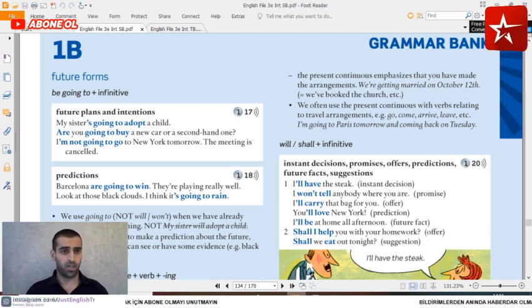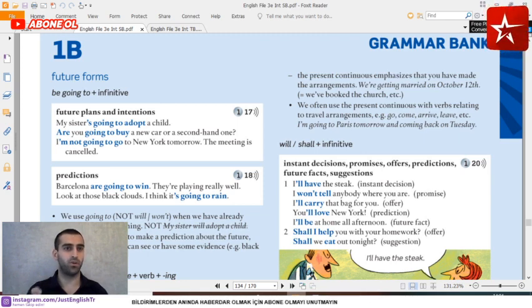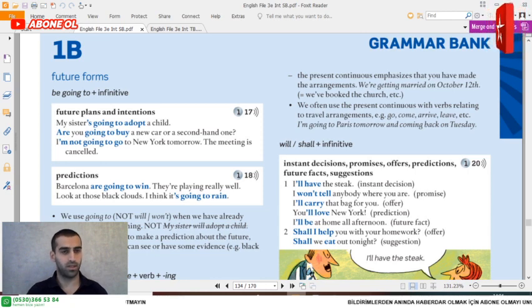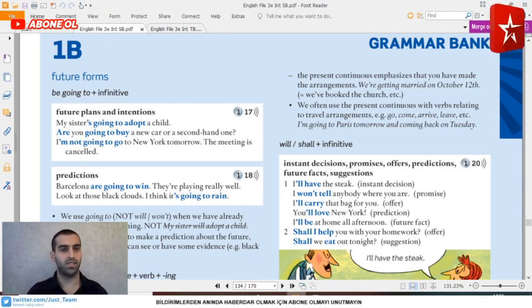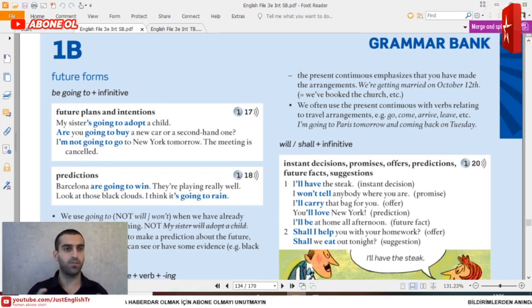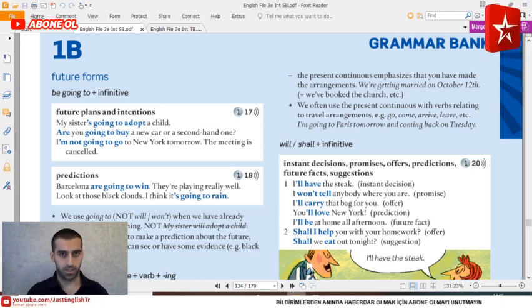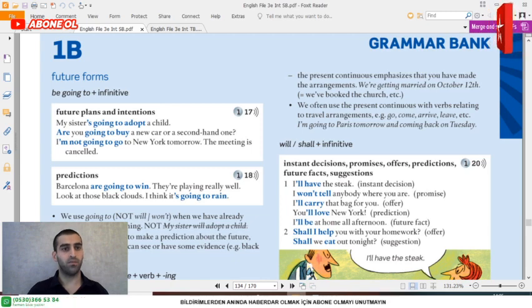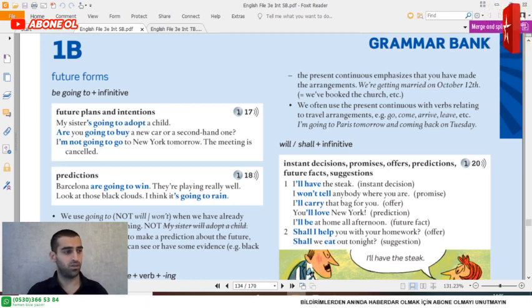So we use be going to talk about future plans and intentions. Be going to plus infinitive, which means the main form of the verb. For example, my sister is going to adopt a child. Be means am, is, or are, and it changes because of the subject. If our subject is third person, he, she, or it, we must change it to is. So, my sister is going to adopt a child. We use going to when we have already decided to do something.